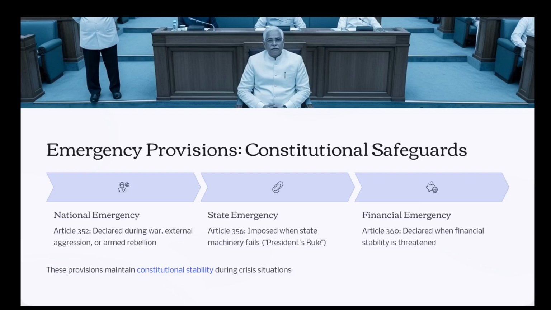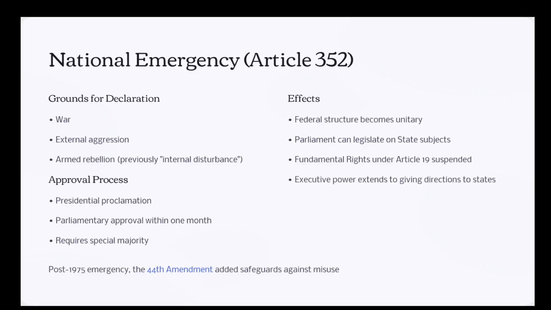National emergency, Article 352, is declared during war, external aggression, and/or armed rebellion. At that particular time, national emergency provisions will be used. Then state emergency, according to Article 356, is imposed when the state's machinery fails. It is called a state emergency, also called President's Rule. Then financial emergency, Article 360, is declared when financial stability is threatened. So these provisions maintain constitutional stability during crisis situations.